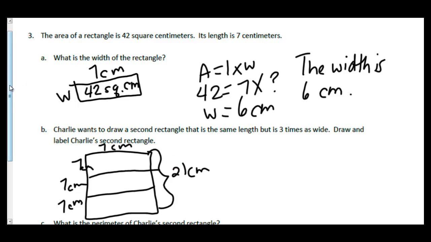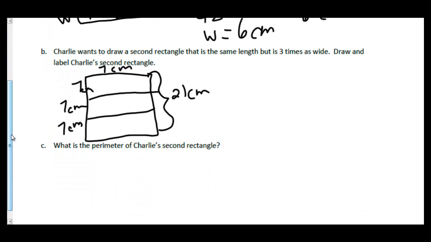All right, let's go on down to part C. What is the perimeter of Charlie's second rectangle? Again, I want you to pause the video and try to find the perimeter. Okay, I'm going to stick with that same perimeter formula that I've been using, which is 2 times length plus width. And I know I keep saying this over and over.